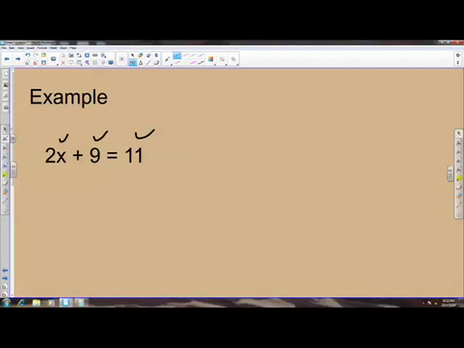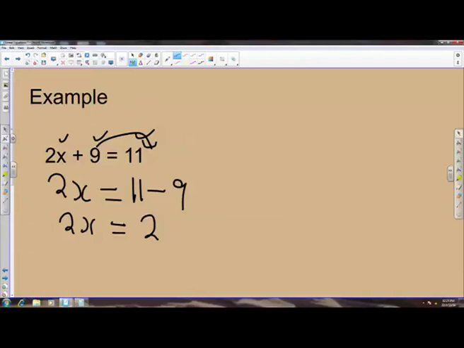So we will move this 9 to this side of the equal sign. Let us remember that the 9 here is positive. Now, as we take it to this side of the equal sign, it becomes negative. So this will be 2x is equal to 11 minus 9. Because the 9 is positive, now we are taking it to this side, it becomes minus 9. And then this will be 2x is equal to 11 minus 9. This is 2. So 2x is equal to 2.